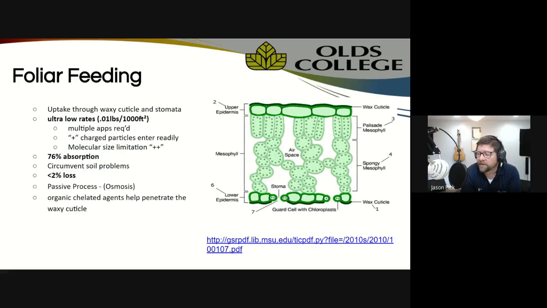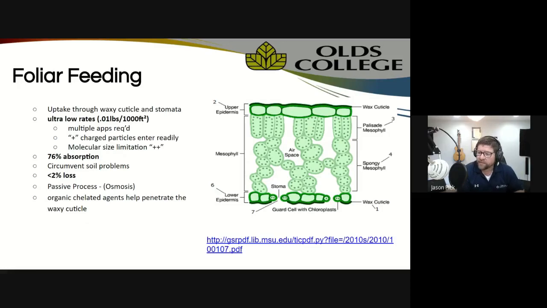Remember me telling you that we lose about 40 to 70% of fertilizer through volatilization and denitrification. This bypasses the soil. So we don't have to worry about what's going on underneath it. We don't care about microbes breaking it down. We don't care about hydrolysis because we're going right to the source. We're getting it right into the plant where we want it.